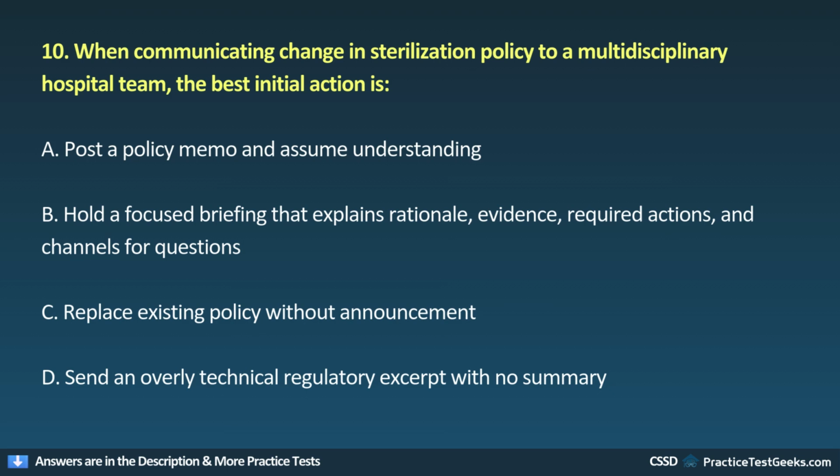10. When communicating change in sterilization policy to a multidisciplinary hospital team, the best initial action is A. Post a policy memo and assume understanding. B. Hold a focused briefing that explains rationale, evidence, required actions, and channels for questions. C. Replace existing policy without announcement. D. Send an overly technical regulatory excerpt with no summary.